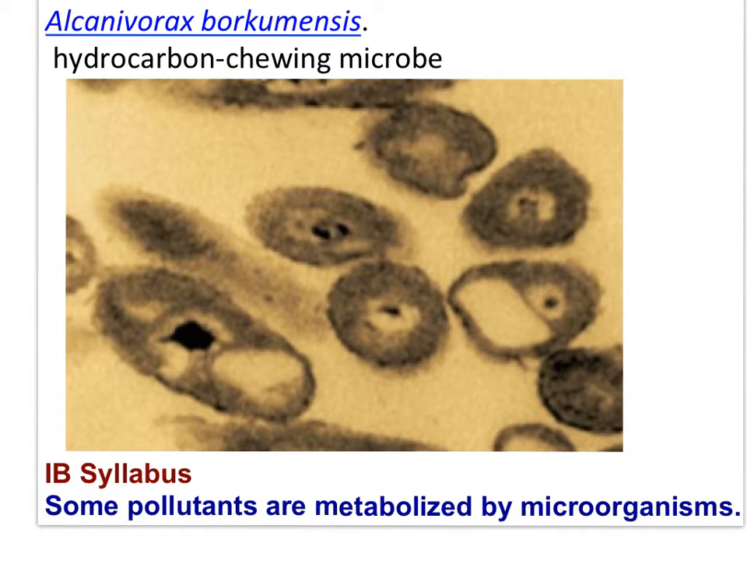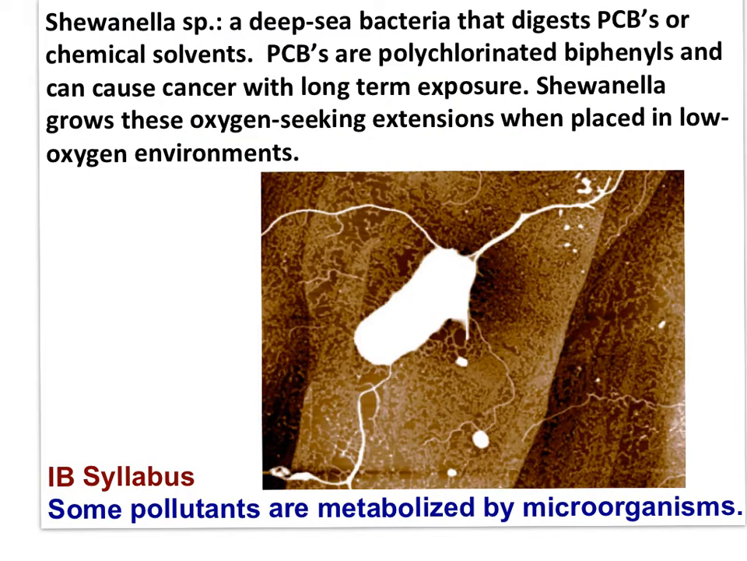In this micrograph, we can see cells of Alcanivorax borkumensis with hydrocarbons seen in black within the cell. Alcanivorax has the metabolism to degrade the oil. This is a micrograph of a species Shewanella, a deep-sea bacterium that digests PCBs or other chemical solvents. PCBs are polychlorinated biphenyls, a group of organic chemicals that with long exposure cause cancer, among other negative health effects.